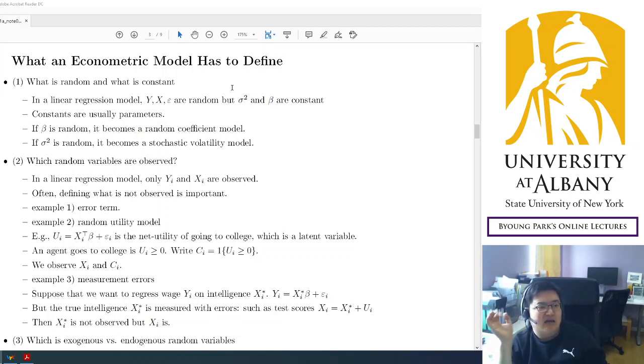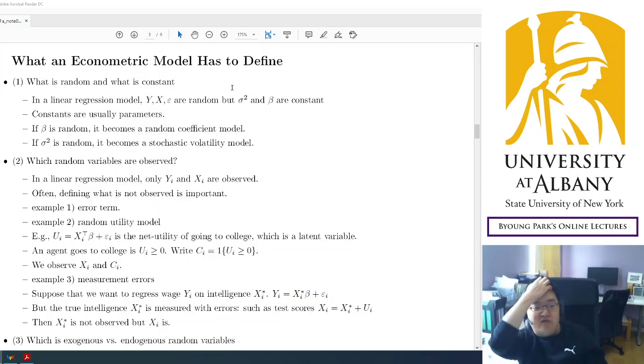In contrast, there are other models where those assumptions are relaxed. For example, if the slope is random, then that is a random coefficient model. If the variance is random, that is a stochastic volatility model. They are used in different contexts, and they become different models. So specifying those is important.